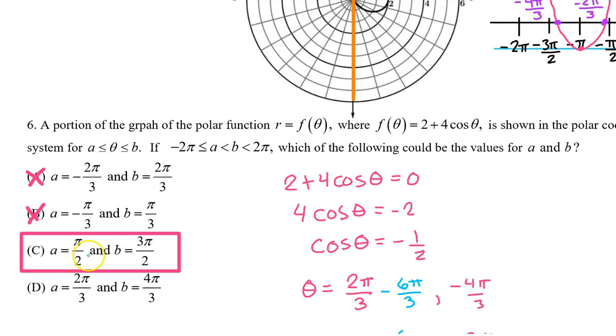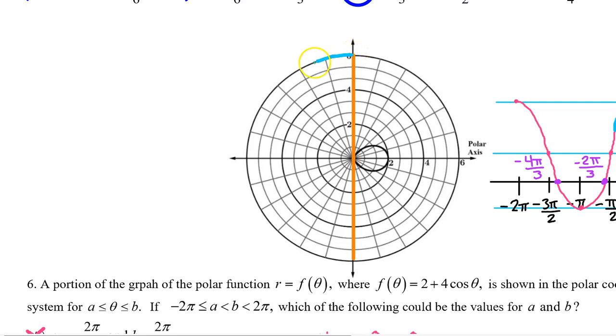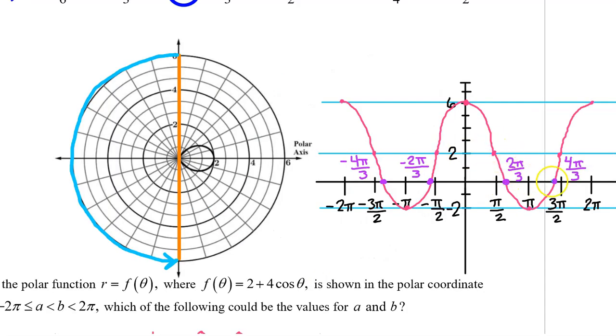Option C represents the interval from pi over 2 to 3 pi over 2. On the polar graph, that's from here all the way around to here. On the rectangular graph, from pi over 2 to 3 pi over 2 is from here to here. Notice that at pi over 2, we begin with an r value of 2. So here at pi over 2, I would expect to see a point right here, and we do not. So right there, I know that option C is not the answer.